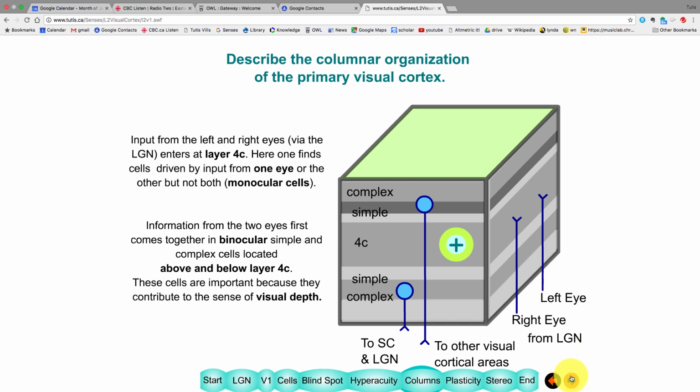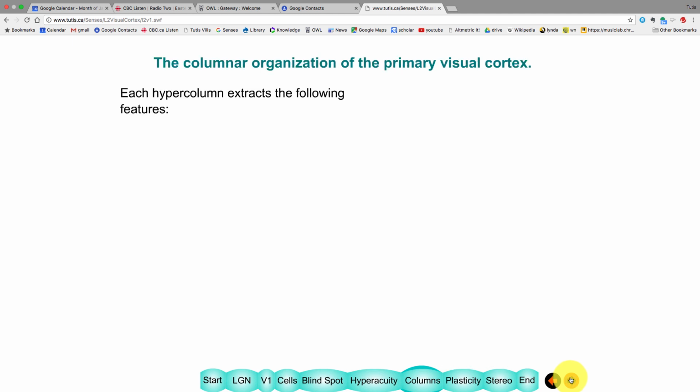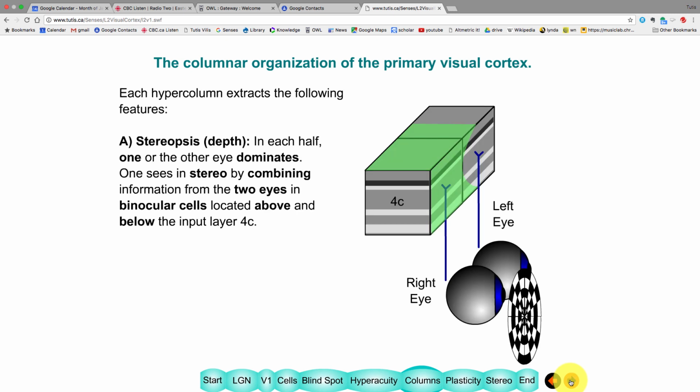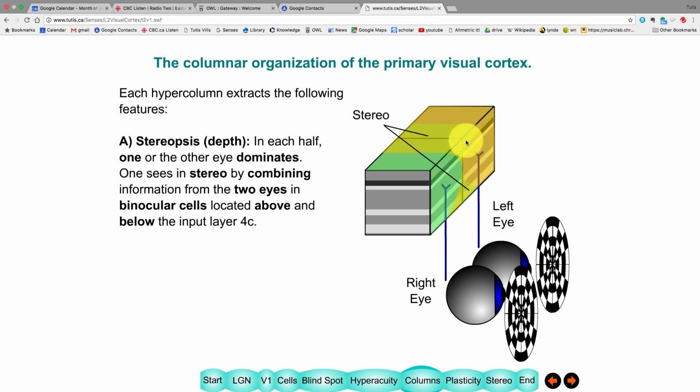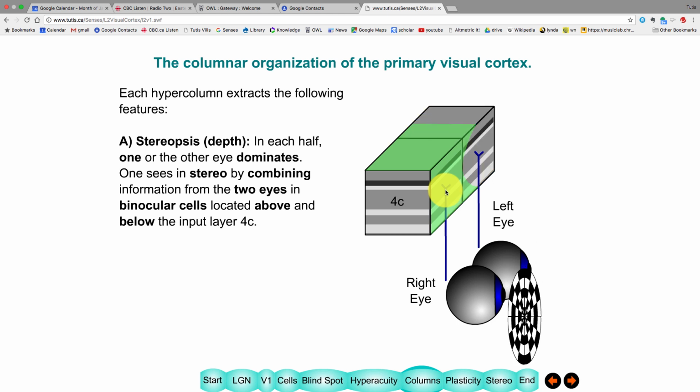And these binocular cells are what allow you to see depth, things in 3 dimensions. When you look through a binocular microscope, you can see the image in 3 dimensions. That's because of these cells. So each hypercolumn extracts the following features. First of all, it extracts this stereopsis, or depth information, and it does so in these areas here. So these areas here and this area here, at the edges between the 2 hypercolumns, is where you find your simple and complex cells receiving information from both eyes. The ones here in layer 4C are just receiving information from one eye.